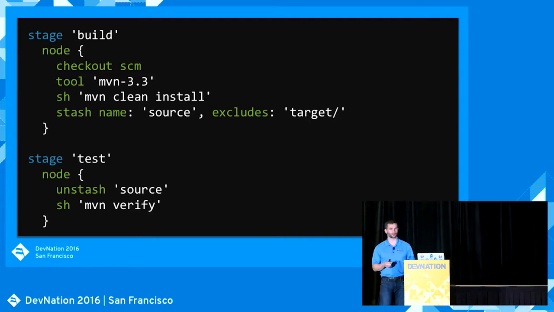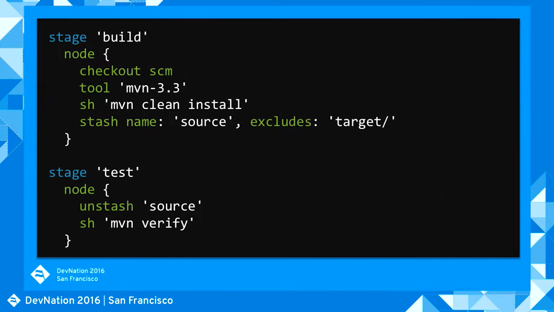Wow, that's pretty easy. For the developers in the room, which I assume is a lot of us, a lot of engineers in the room, that's a pretty simple Jenkins pipeline.